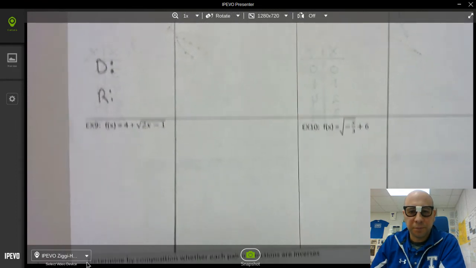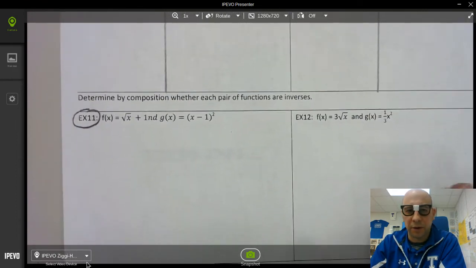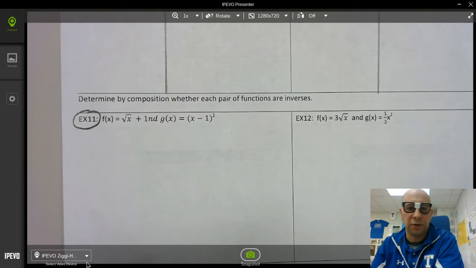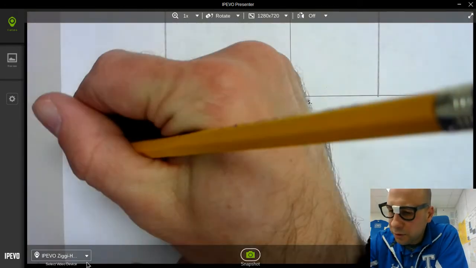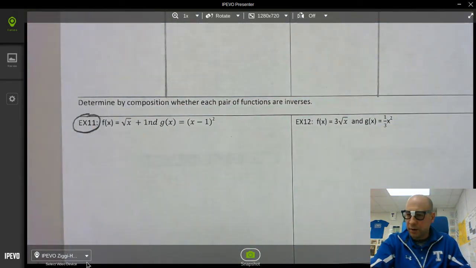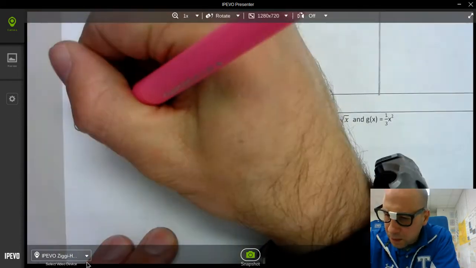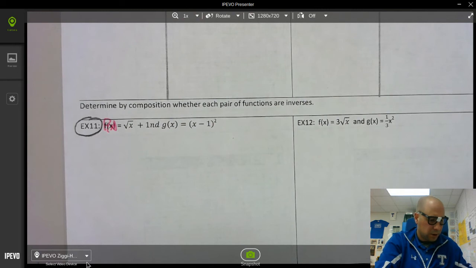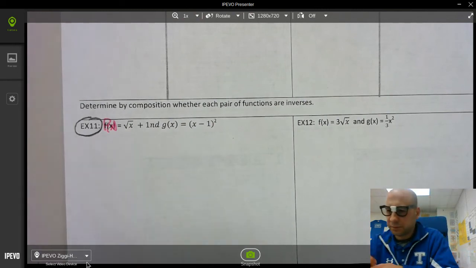Okay. All right, let's look at example number 11. It says determine by composition of functions whether each pair of functions are inverses. Okay, so we're going to do first, and I think I'm going to use, since I have some colors available, pink and purple.